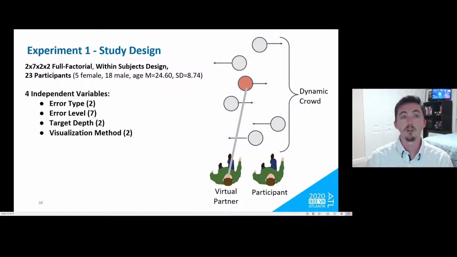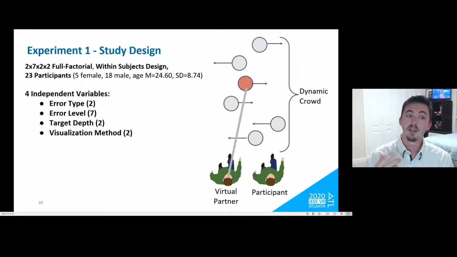So for our first experiment that we present here today, we investigated 4 different independent variables, but we were mostly looking into error types and error levels and how they impact our user performance.